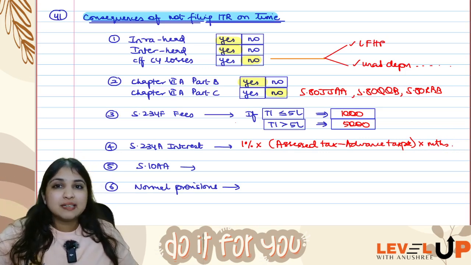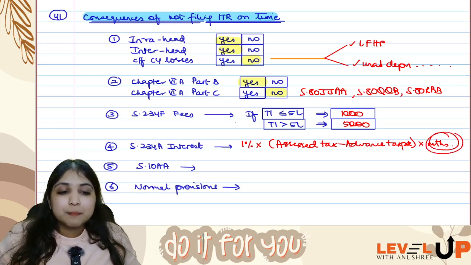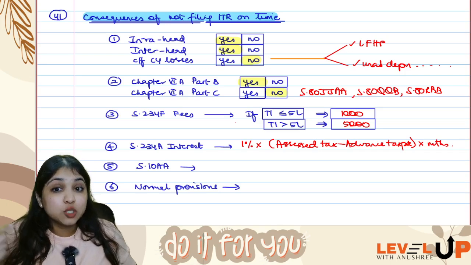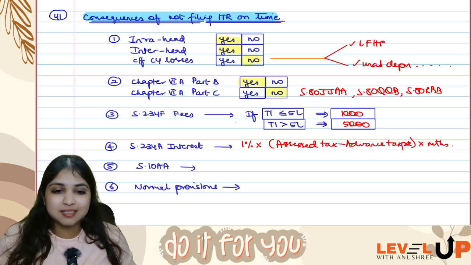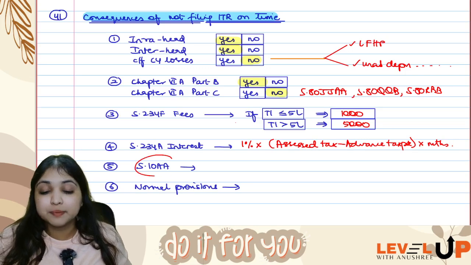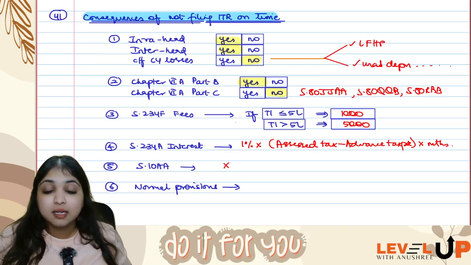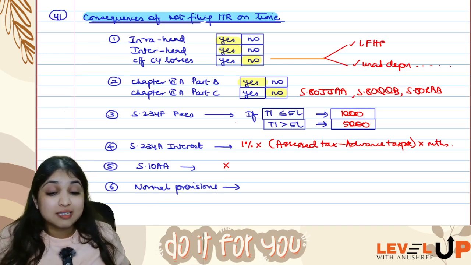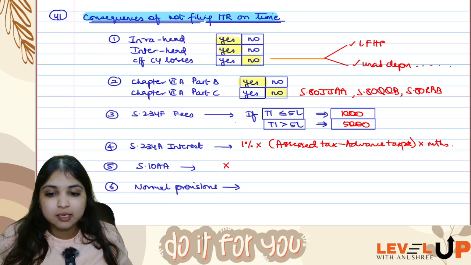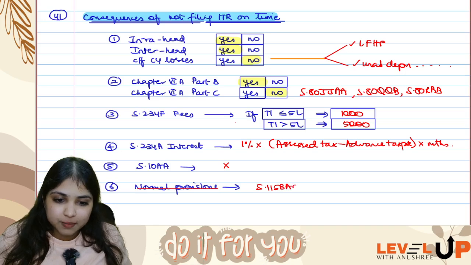Like if your due date is 31st October but you filed in November, so 1 month delay. So number of months will be over here number of months of delay. Okay, so 1% of assessed tax minus advance tax paid into number of months. Don't forget to round this off also. You remember rounding off to earlier 100. Then 10AA benefit also you will not get if assessee is filing ITR late. Normal provisions, if assessee is filing ITR late, you cannot follow the normal provisions, which means you will have to follow 115BAC only.